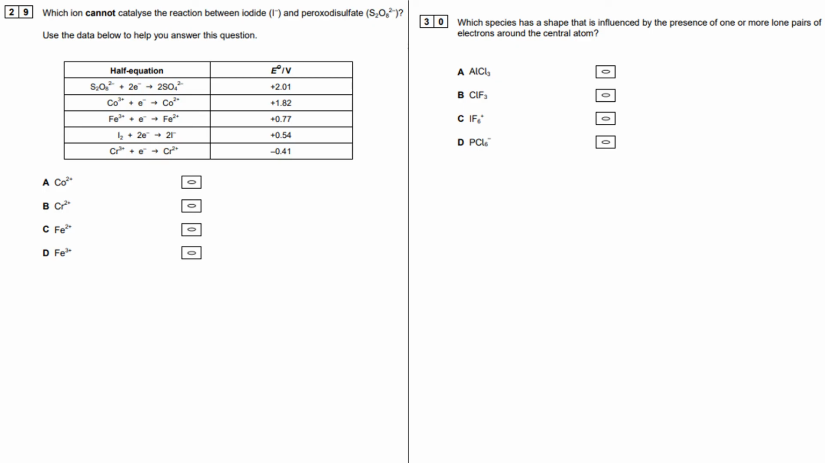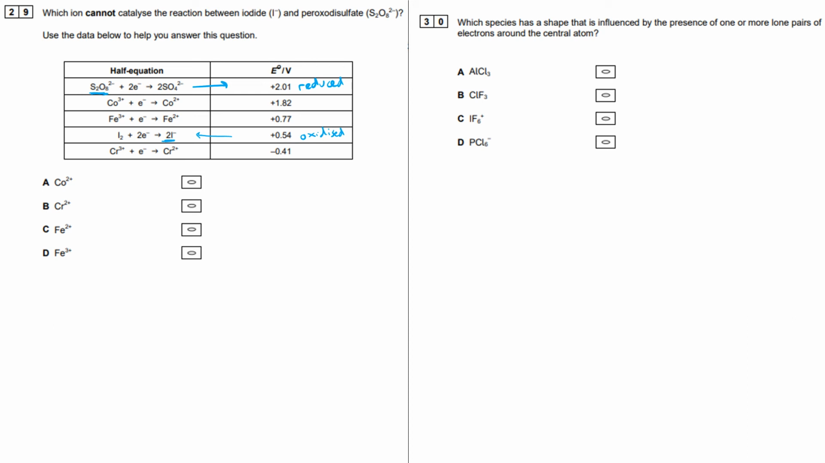Question 29. Which one would not catalyse the reaction between iodide and peroxydisulfate? So this is from the catalysis part of the transition metals topic. It also comes from the electrochemistry topic. So we've got peroxydisulfate in the first equation. That's a very positive value. Peroxydisulfate's on the left, so that is reduced. Our iodide is on the left of the equation. It's a more negative value than the ones above it. The iodide is oxidized to iodine.